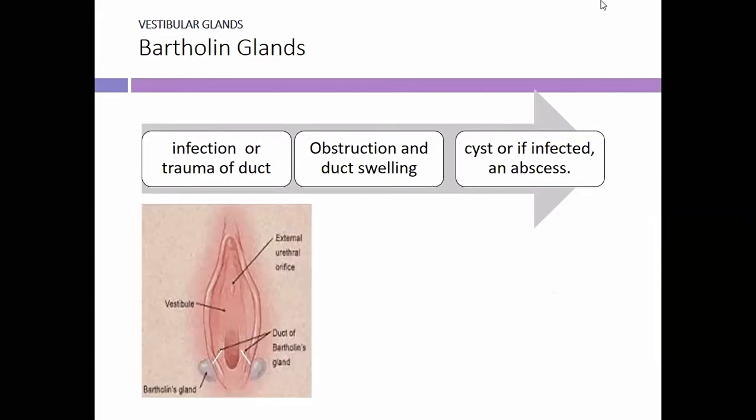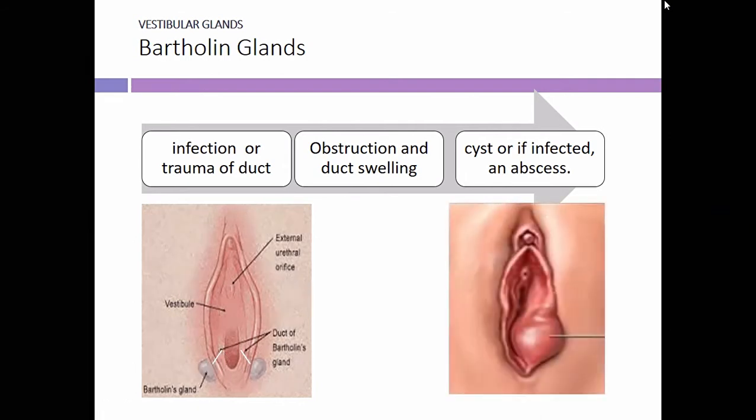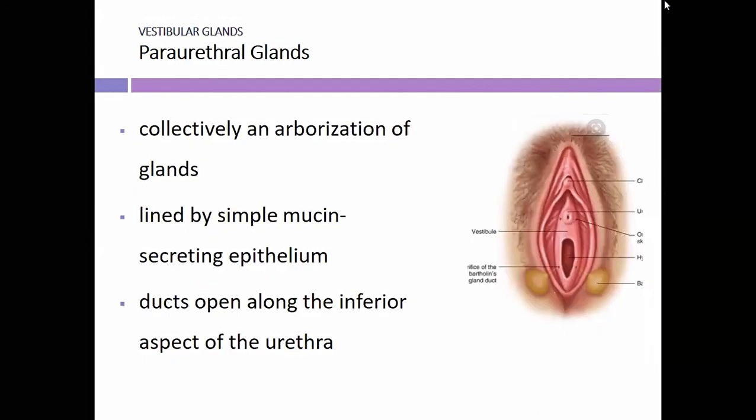Now, what will happen if there is an infection or trauma in this area, resulting in obstruction of the duct? Therefore, the mucin being produced will not be able to come out of that duct, and therefore there could be swelling of the duct, producing the Bartholin cyst, and if there is secondary bacterial infection, it will become a Bartholin's abscess.